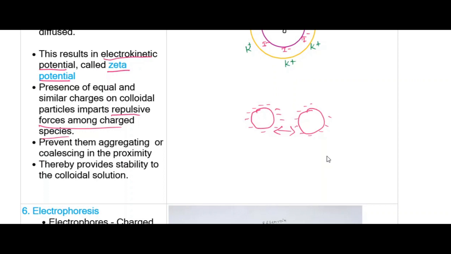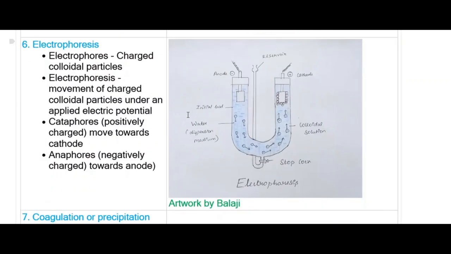So this is a very important point to be noted down. Okay, right. Next, electrophoresis. The charged colloidal particles are generally called electrophores. So the movement, the migration of charged colloidal particles under the influence of electric potential is called electrophoresis.